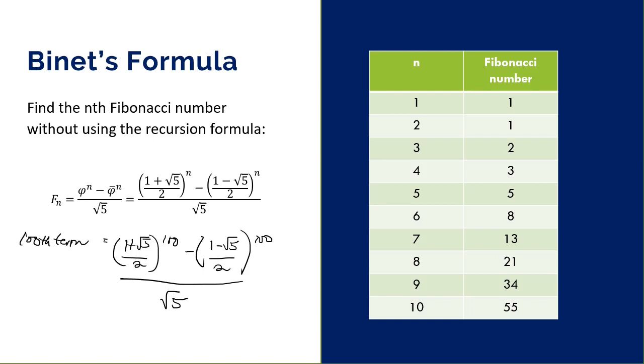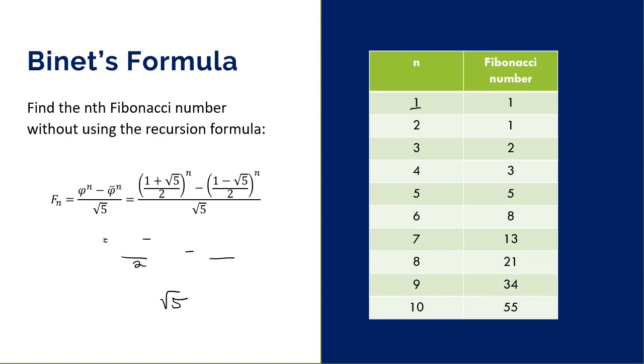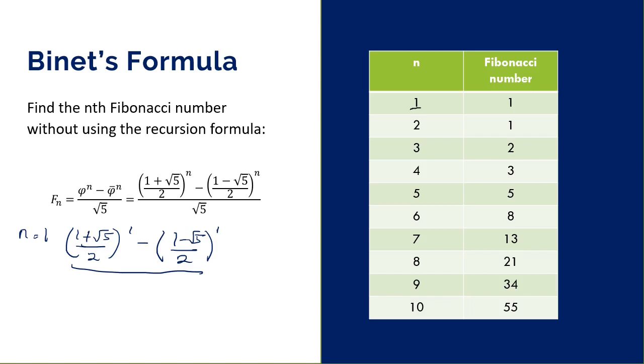Let us just verify this formula in our table. Let's just try that for a small number. Let's say n equals 1 so that the computations will be easy. I will just remove this so that I have space to write our solution. Okay, so let's try for n equals 1. We have 1 plus square root of 5 over 2 raised to 1, minus 1 minus square root of 5 over 2 raised to 1, all over square root of 5. So let's simplify.